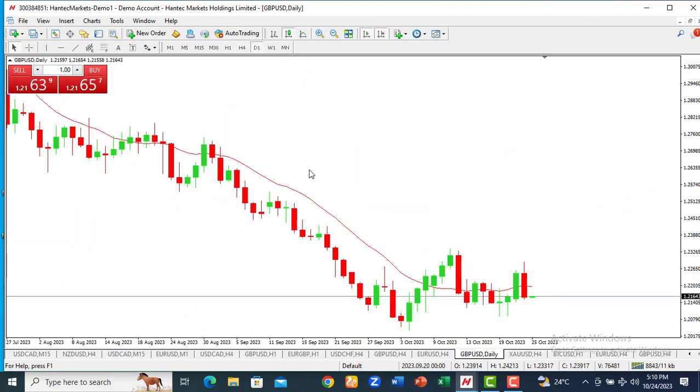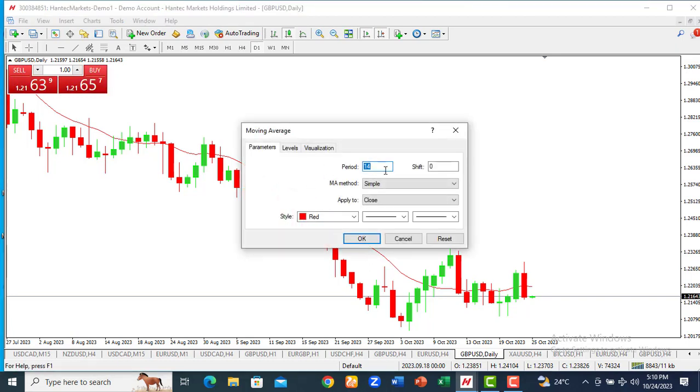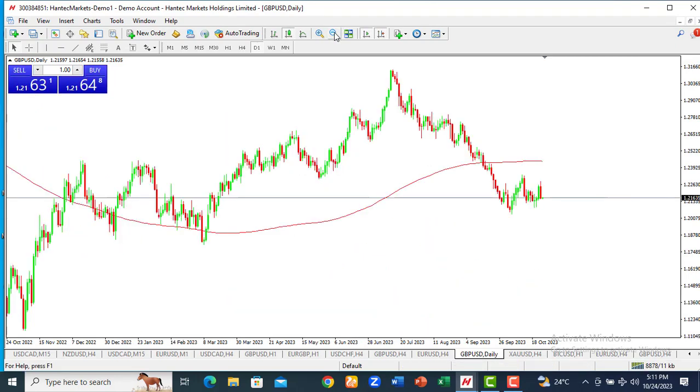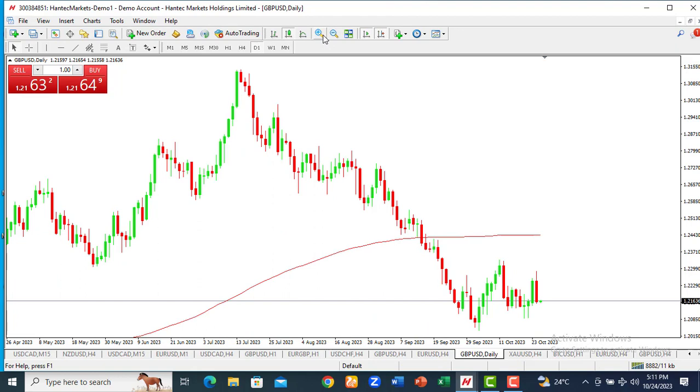Now GBP USD and Euro USD, they always correlate. So whenever you see Euro USD buying or selling, there is possibility for such a thing to also be happening in GBP USD. Whenever you see GBP USD buying, there is possibility for such a thing to also be happening in Euro USD. However, you also have to make your analysis. But for today, GBP USD and Euro USD, they are for a buy.